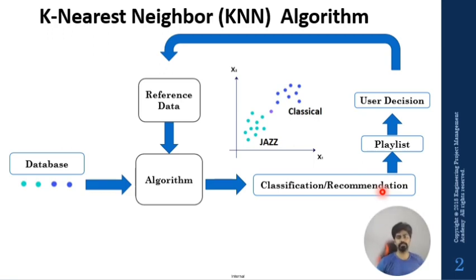After the classification, we recommend or de-recommend. The user scrolls up or down and plays the next track, getting the idea of whether this song is classical or not, and he plays the song or rejects it. This data is collected once again and kept as reference or historic data, which is used by the algorithm the next time a similar song comes in. This cycle or loop is done several times.